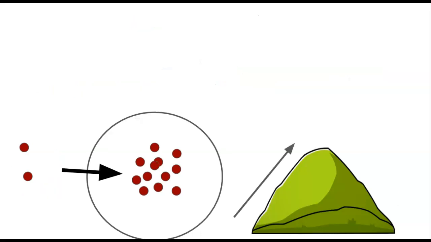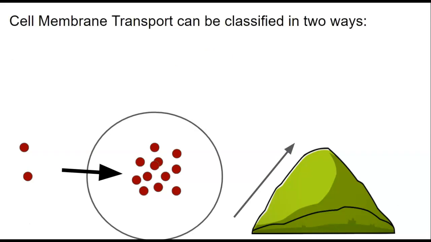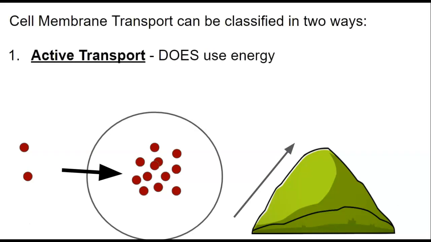So what's the opposite? What's the other type then? The other type is known as active transport. This is supposed to have a number 2 by it. So ignore the fact that it says number 1 because number 1 was passive. So write number 2, active transport. Active transport does use energy.